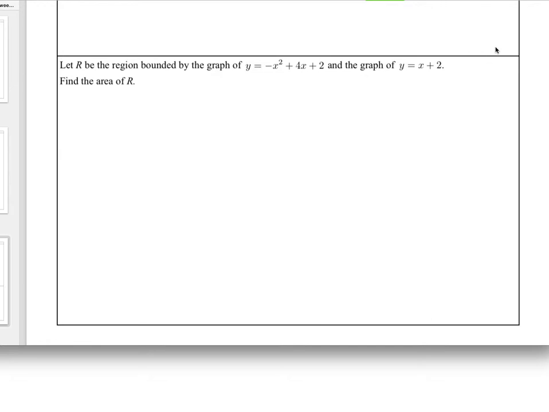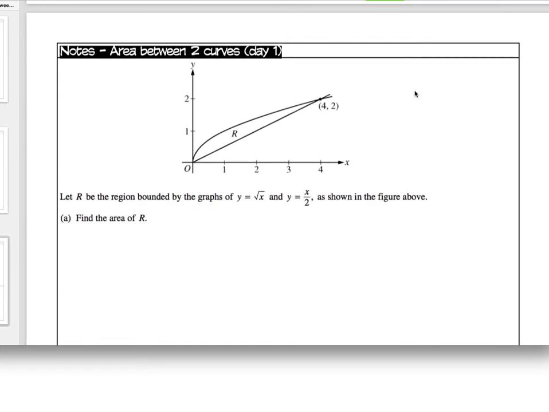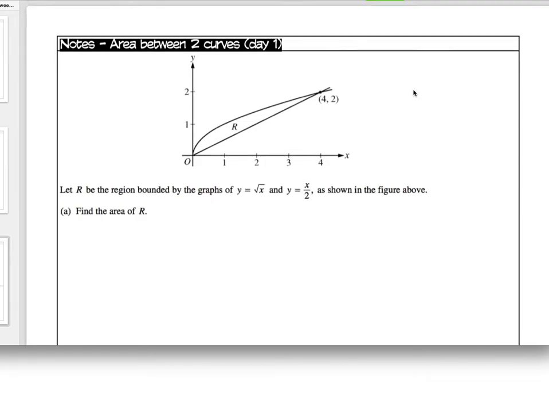What am I going to do to find the limits? Set them equal to each other. If we go back up here, what made the limits of this first one? Where they intersected, correct?